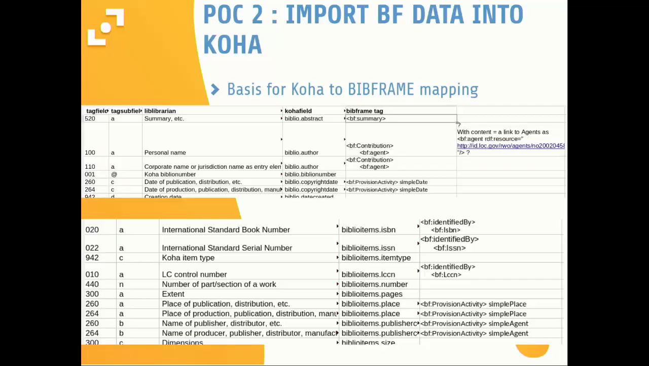In the Bibframe files we exported from the Library of Congress, for the contribution agent, we have a reference link and not the value. So what are we going to put in the Koha field then?